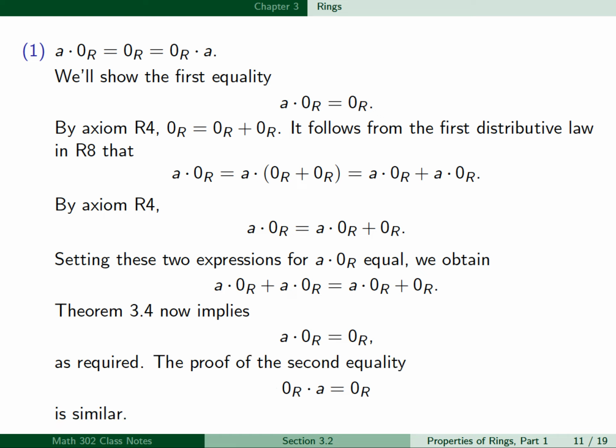Now the proof of the second equality, 0 sub r times a equals 0 sub r, will be similar to this.